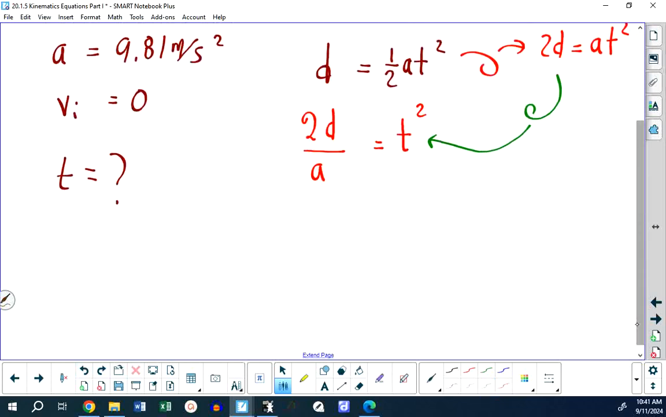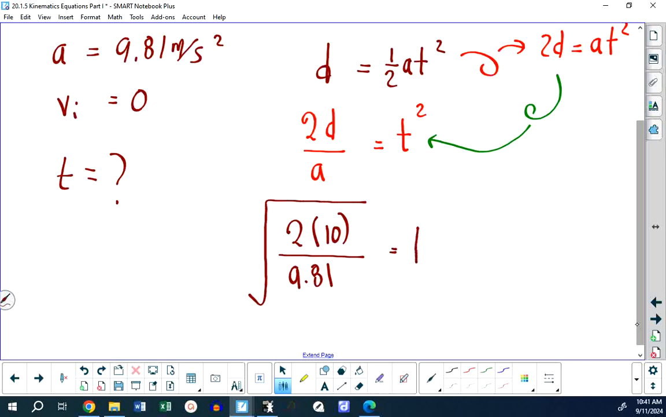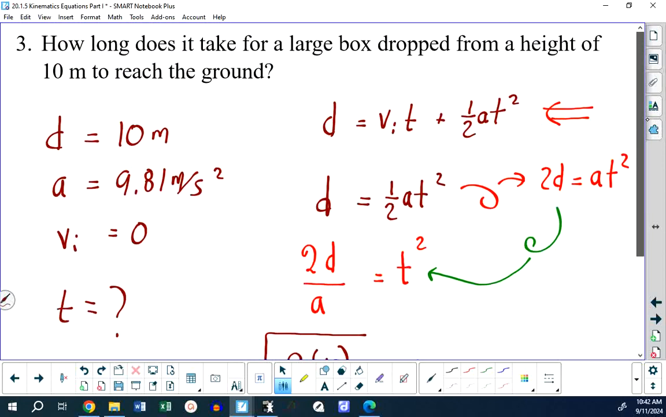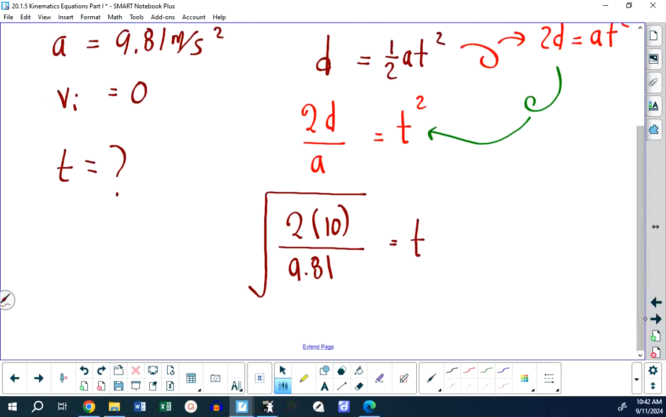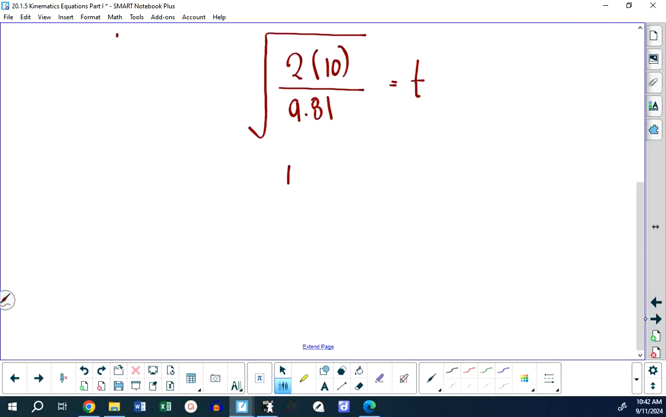So I'm going to get 2 times, was it 10 meters? Times 10 divided by 9.81. And I have to take the square root of that to get t. And by my calculation, don't ask me why I know this, it's about 1.4. I think we want 2 digits. So rounded to 2 digits would mean, in this case, 1.4 seconds.